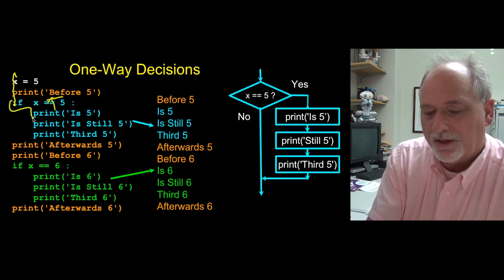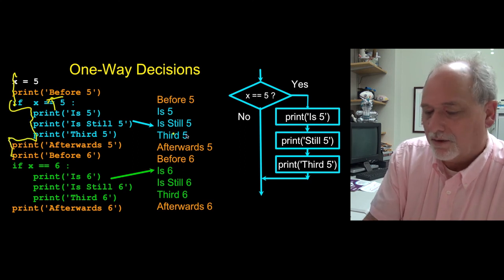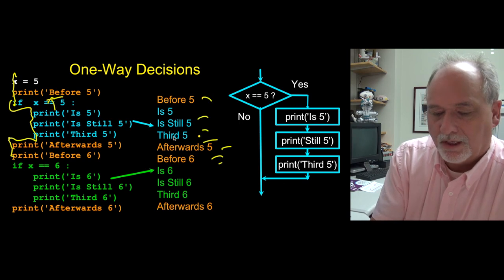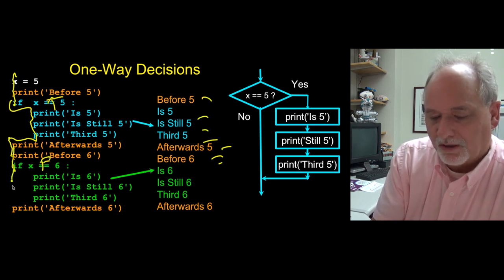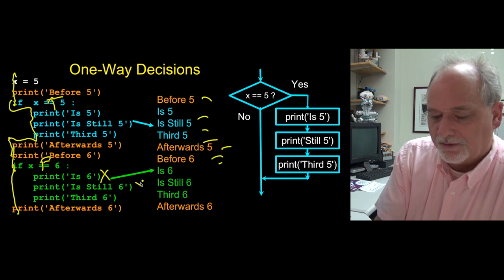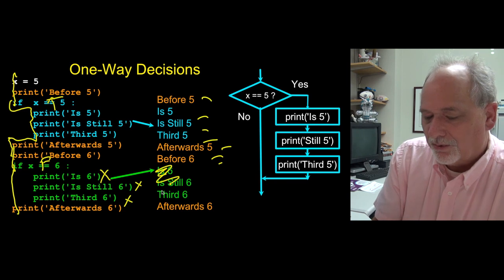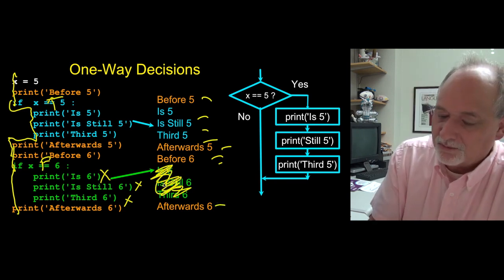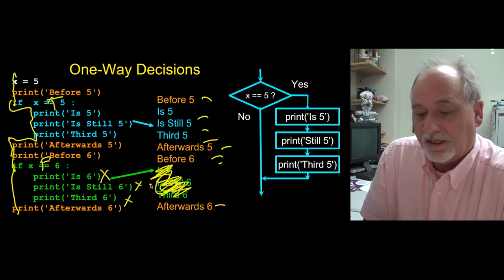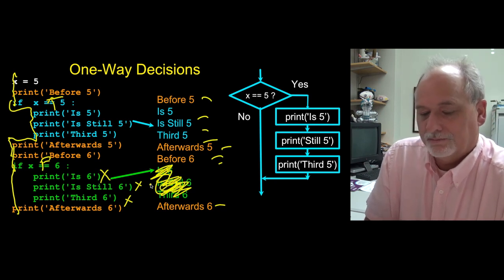So it's going to run all these, and then come back, and then continue on, and then de-indent, so all this stuff is running, right? And then it says x equals 6, well that was false, so that skips all of them. So none of these lines of code run, and it says afterwards 6, so that's a mistake. Those don't run right there, okay, because x is not equal 6.